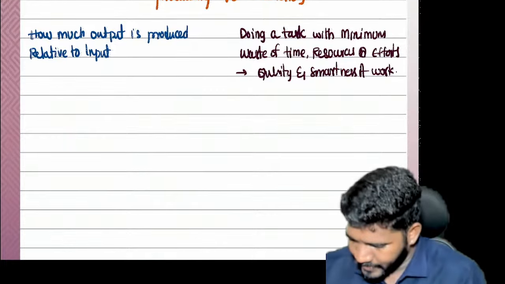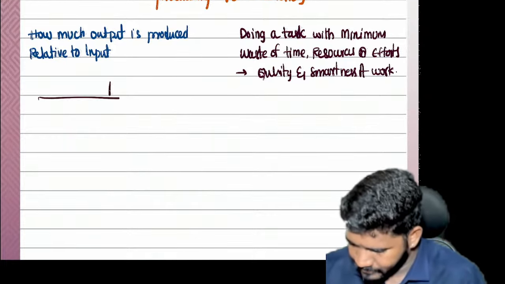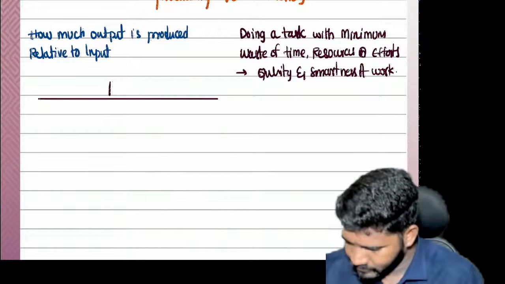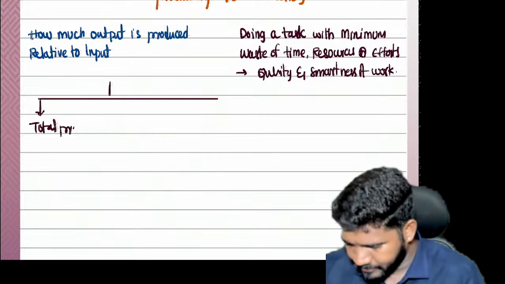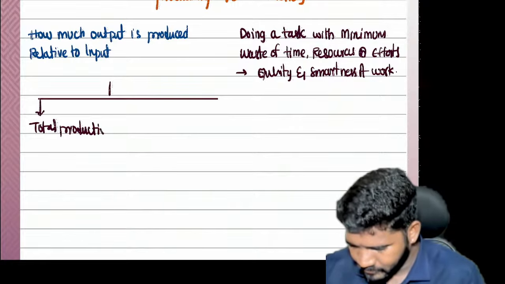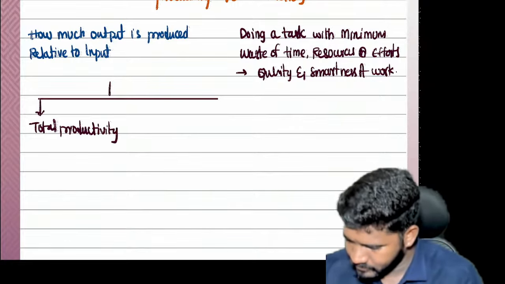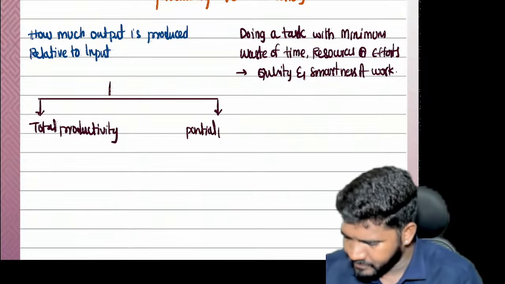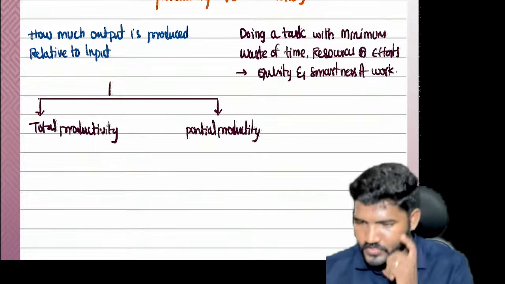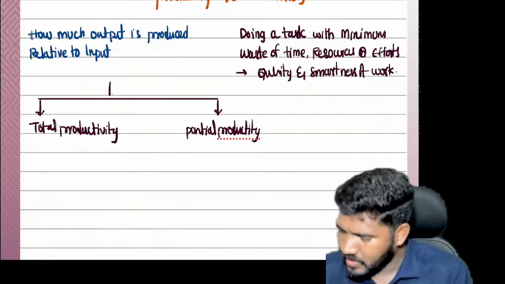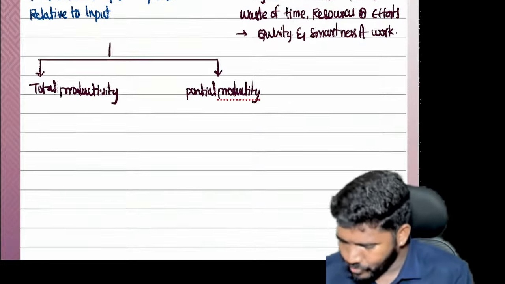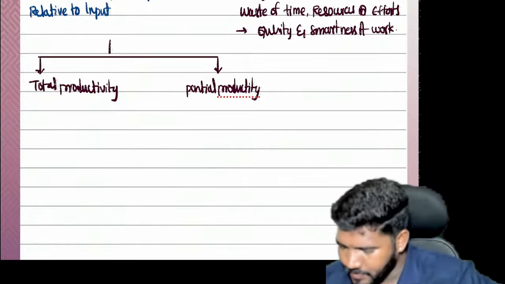Productivity is classified into two parts, guys: total productivity and partial productivity. This is also an A plus concept. There is a huge chance of getting a case study from this concept. So productivity is classified into two types: total productivity and partial productivity.